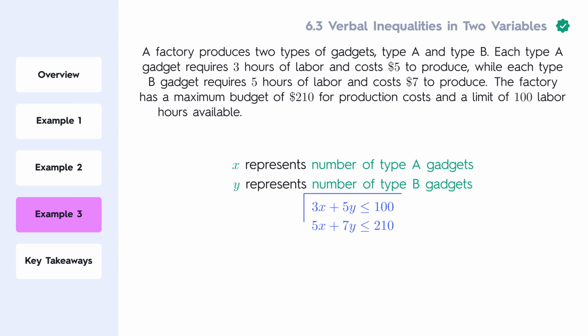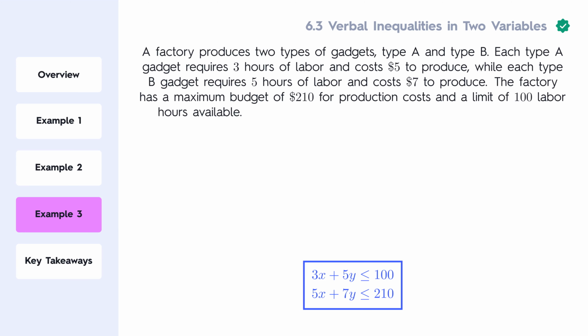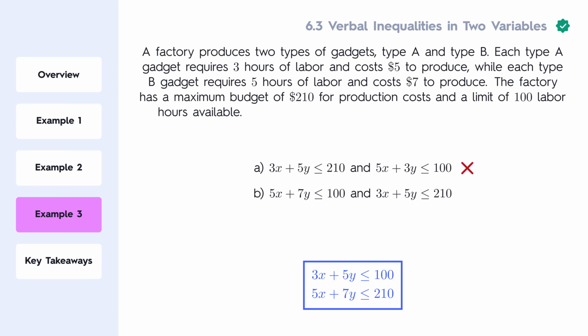Now that we have both inequalities, we can express the constraints as a system of inequalities. This system represents all possible combinations of Type A and Type B gadgets that satisfy both the labor and budget constraints. Let's examine each option to find the correct answer. First, option A. This option incorrectly uses the budget limit with the labor hours inequality and vice versa, so it's incorrect. Second, option B. This option reverses the inequalities by assigning the 100 hours to the cost inequality and the $210 to the labor hours, so it's incorrect.